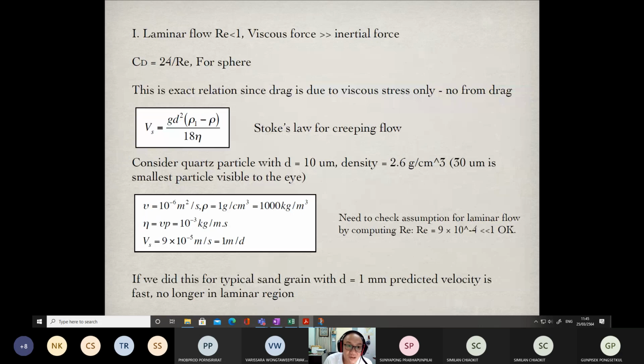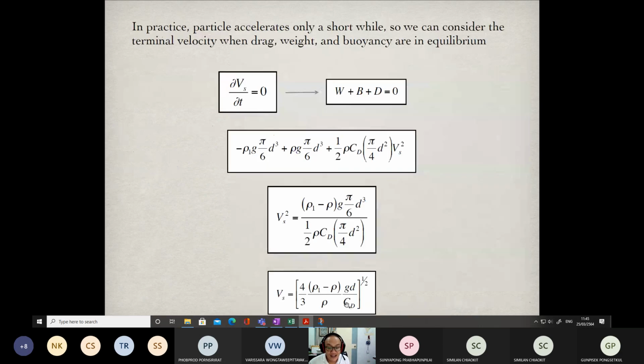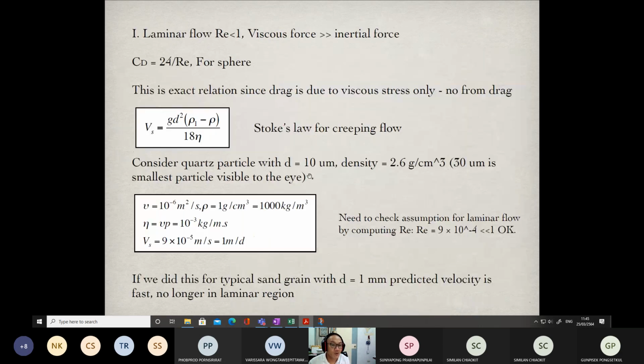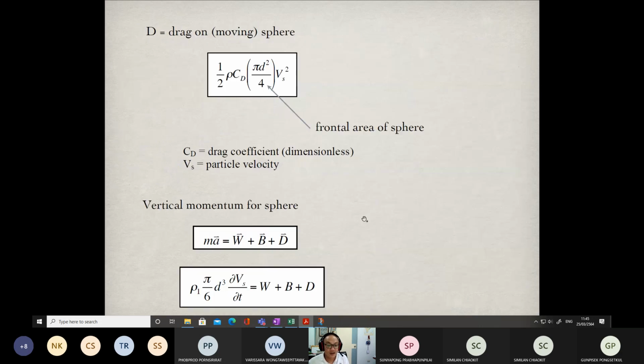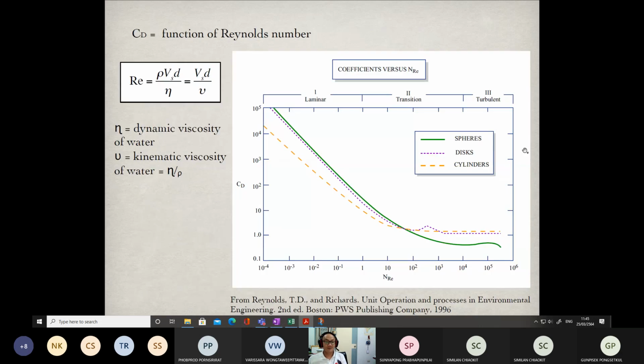If you study further, you will find that for laminar flow, where the Reynolds number is less than 1, the relationship between the coefficient of drag and the Reynolds number is that the coefficient of drag is equal to 24 divided by the Reynolds number. So if you substitute CD equal to 24 divided by the Reynolds number, what is the Reynolds number? How do we obtain the Reynolds number? Okay, here you can find out.